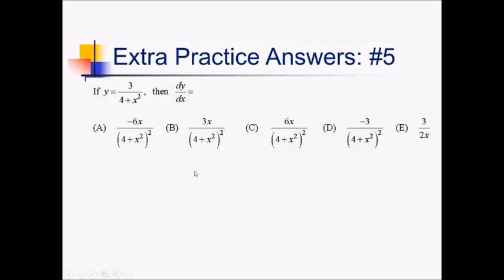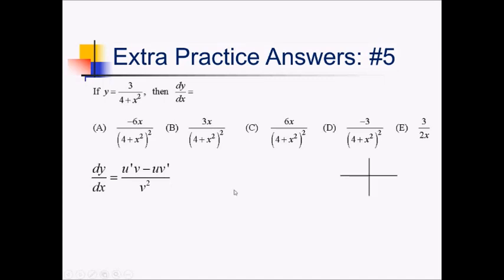On this problem, we're trying to figure out the derivative of 3 over 4 plus x squared. Since this is a quotient when you get down to it, we can use the quotient rule. There's other ways to do this, but if you haven't learned the chain rule yet, then you can't really use those other ways. So using the quotient rule, here it is, u prime v minus uv prime over v squared.